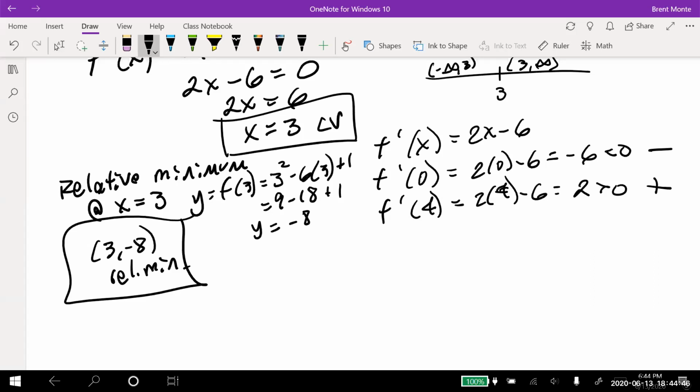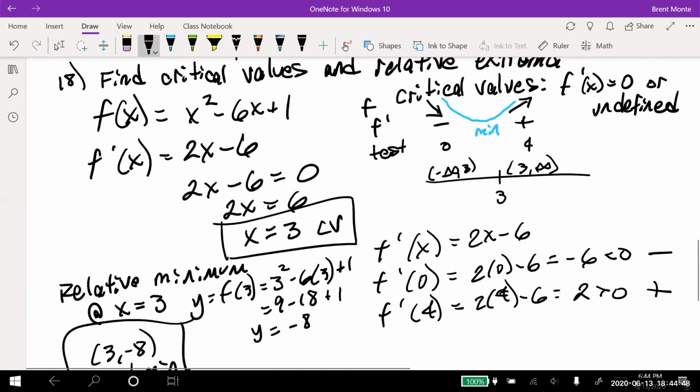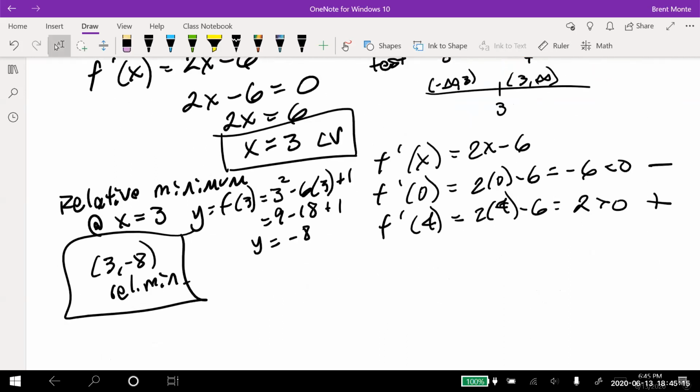And notice that function, which was f of x or y equals x squared minus 6x plus 1, we know that that graph's a parabola. And so we know it has a minimum. What we actually just found was the vertex. But the power of calculus is I can find any relative maximum or minimum regardless if it's a parabola or any other graph that I can take the derivative of. All right, so that's the idea.